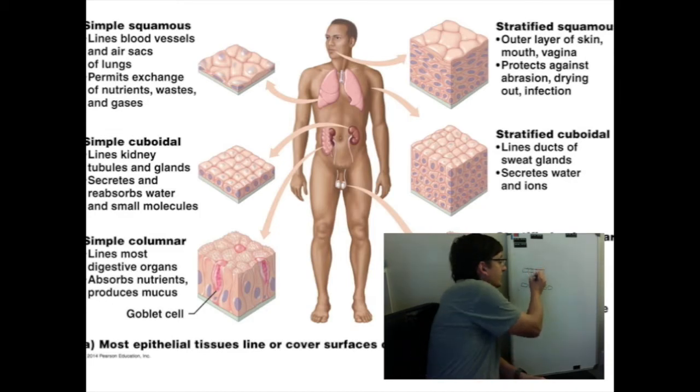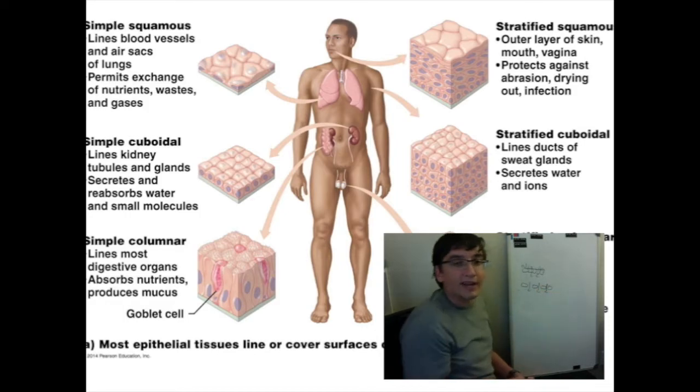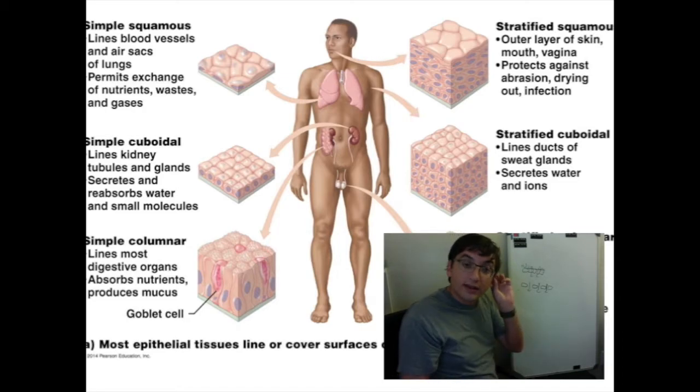I can allow some materials to diffuse through or actively transport, but I can block other things from going through. Here, there's no way to stop stuff from passing from one side to the other. So this is why we have this as a lining. And all epithelial tissues form some kind of lining. The thicker the lining, the more it's meant for protection, like on the skin, which is a very thick lining, stratified squamous.